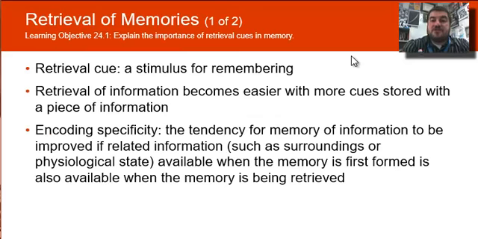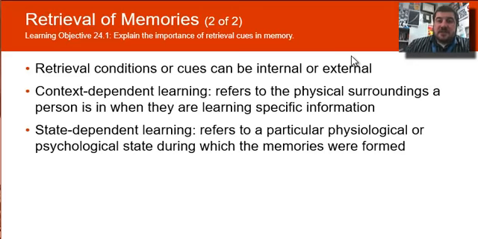So your retrieval cues are stimuli for remembering something, and retrieval of information becomes easier when you have more cues stored with a piece of information. And this all depends on how much specificity that you have. Encoding specificity is the tendency for memory to be improved if related information, such as the surroundings or your physiological or emotional state, that is available when memory is first formed is also available when the memory is being retrieved. And so retrieval conditions or cues can be internal or external.